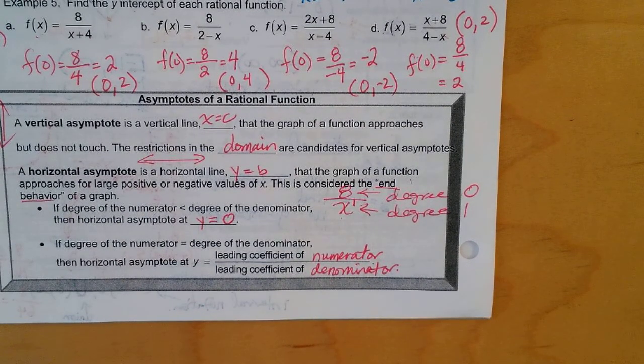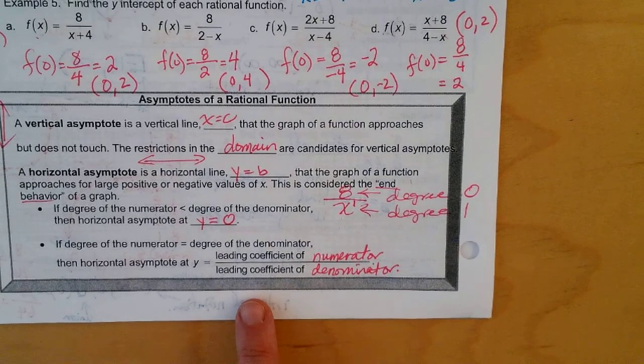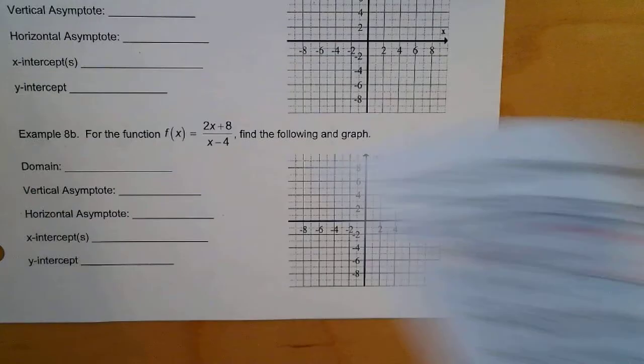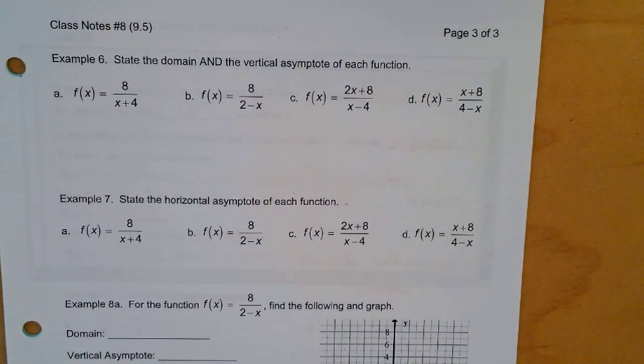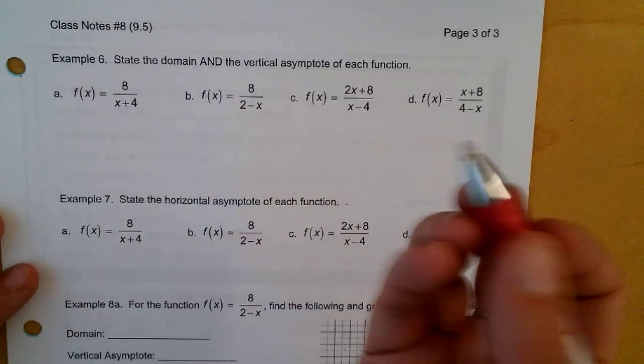If the degrees of the numerator and denominator match, then we would take the ratio of the leading coefficients. I'll show you this in the next examples. So let's look at example 6. State the domain and the vertical asymptote. By the way, they're the same thing, except, I guess, they're opposites in a way.